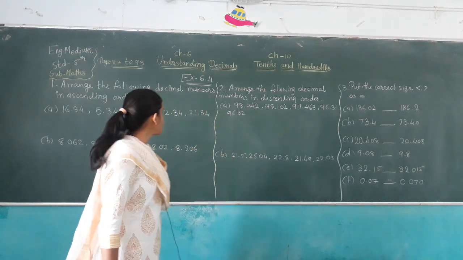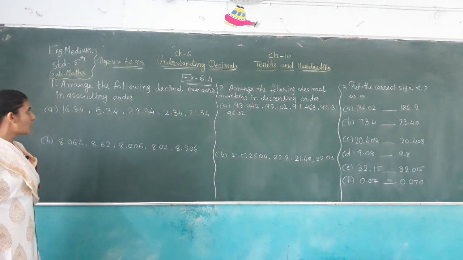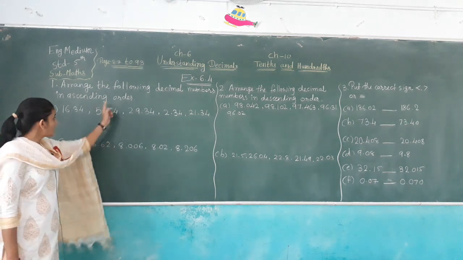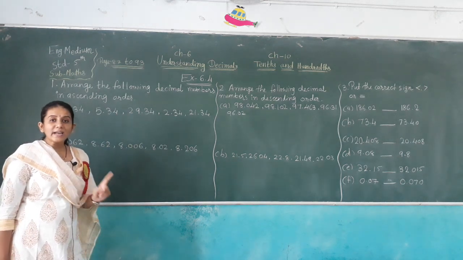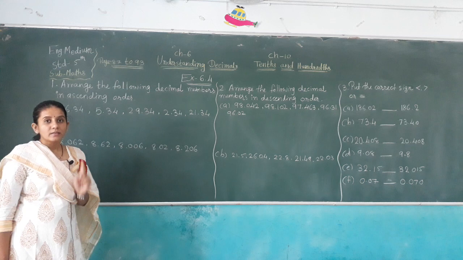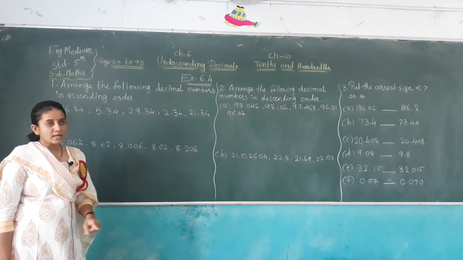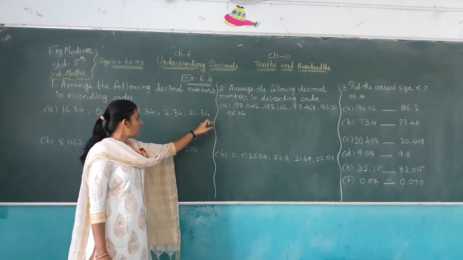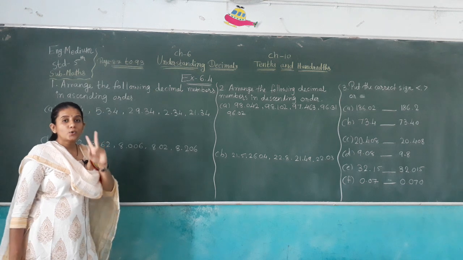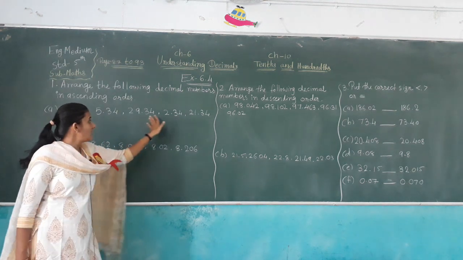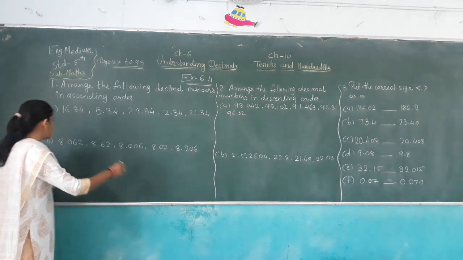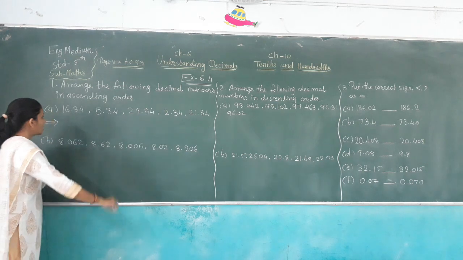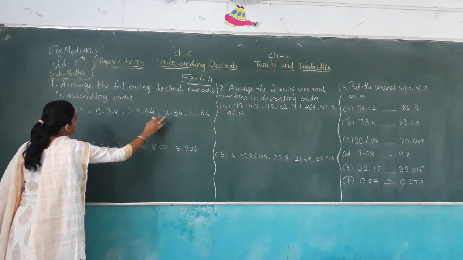Now next exercise number 6.4, question number 1. Arrange the following decimal numbers in ascending order. First, convert unlike decimals into like decimals, then arrange the numbers in ascending order. But look here, after the point there are 2 digits, that means all these decimals are like decimals. Now arrange it. Ascending order means smaller number to greater number.